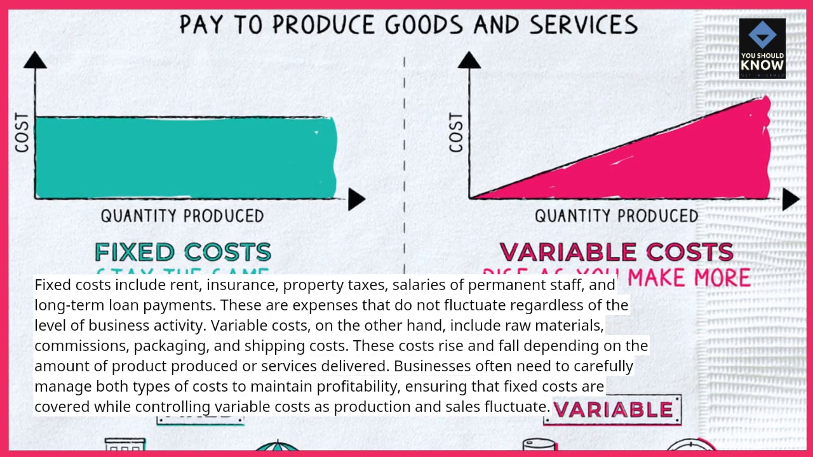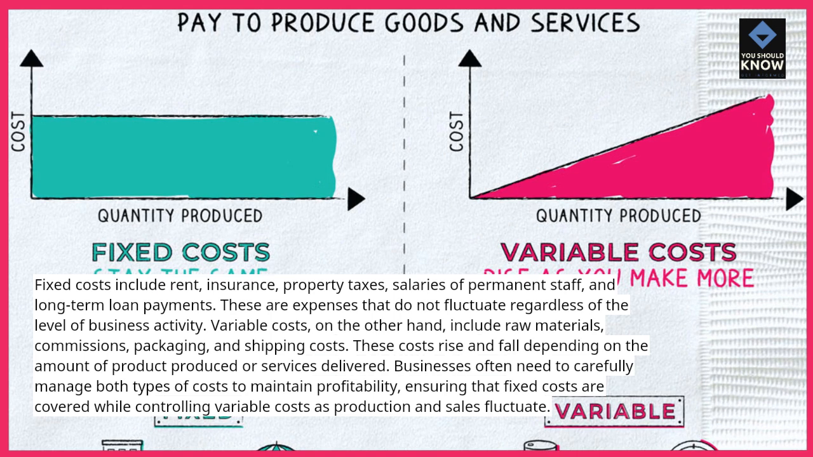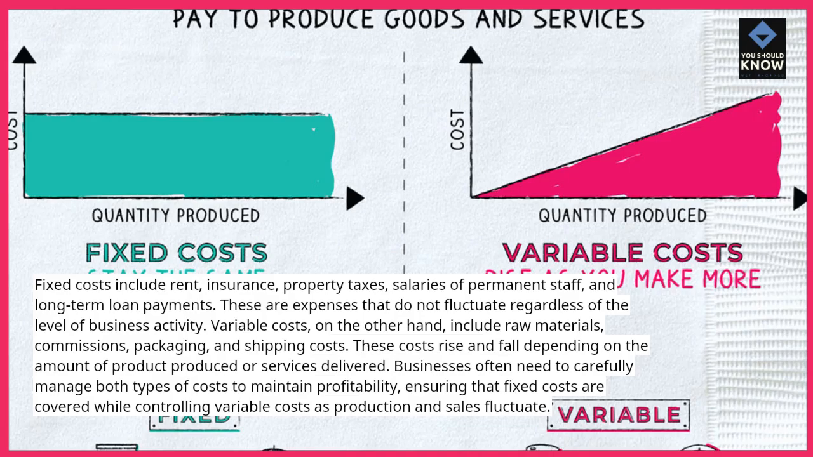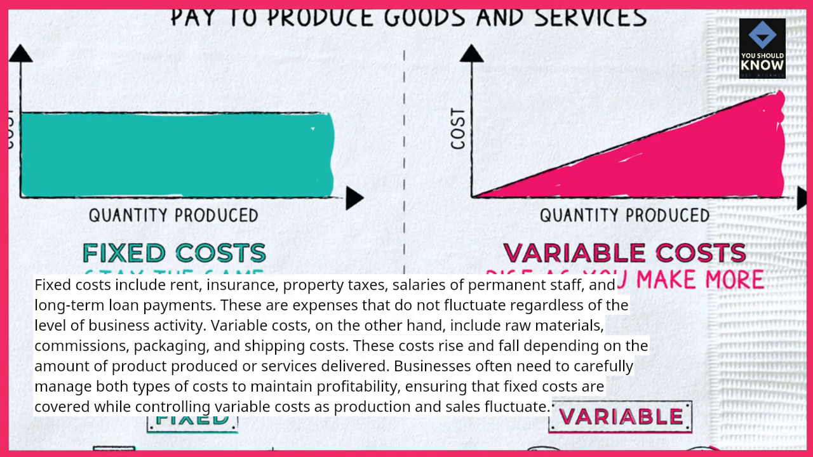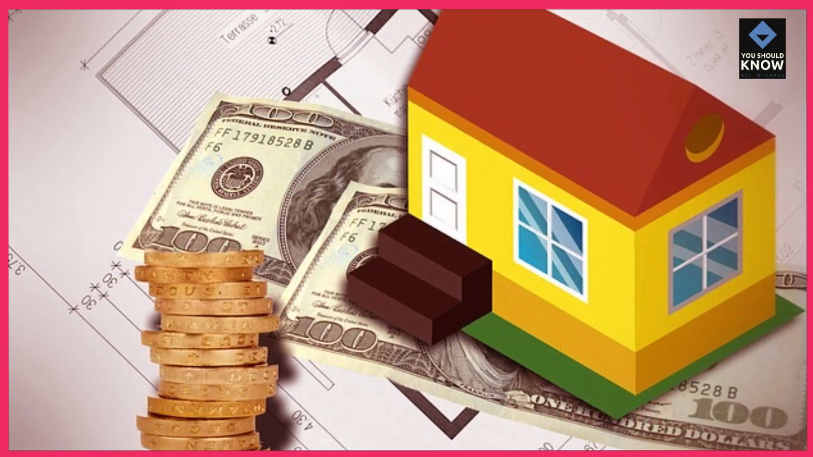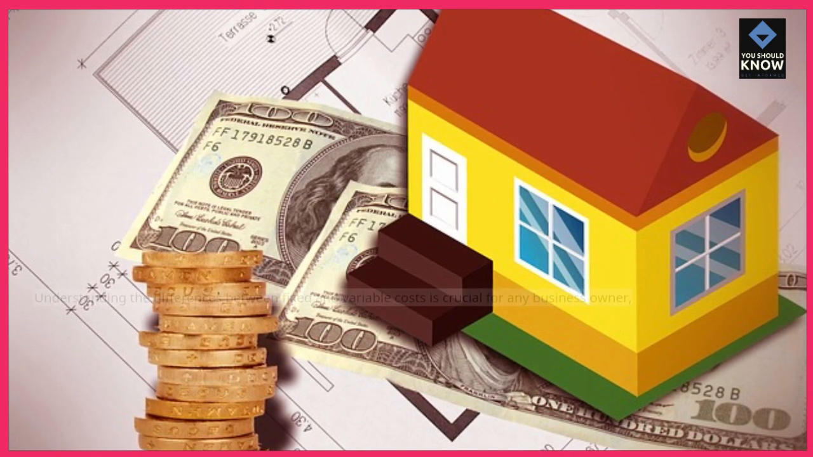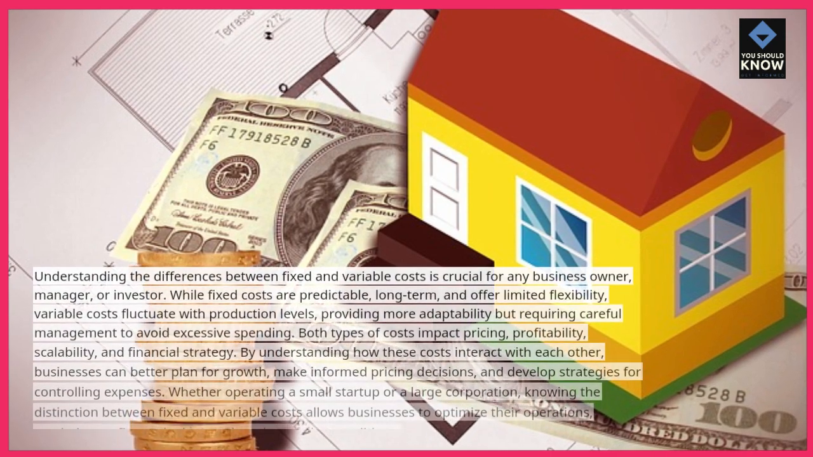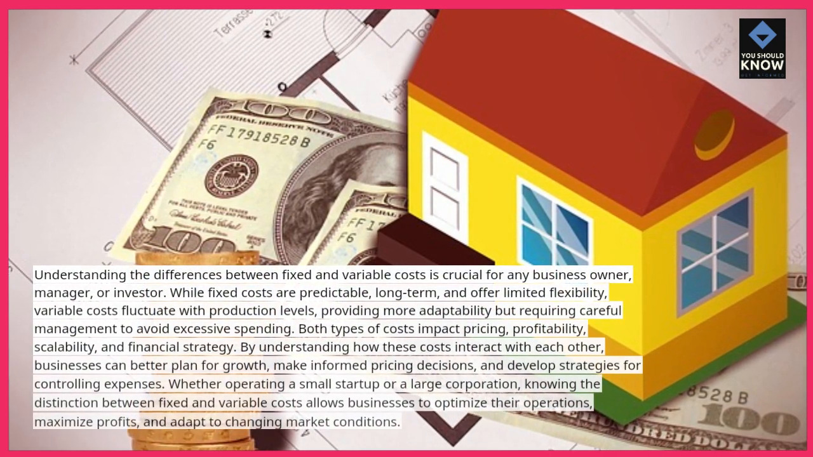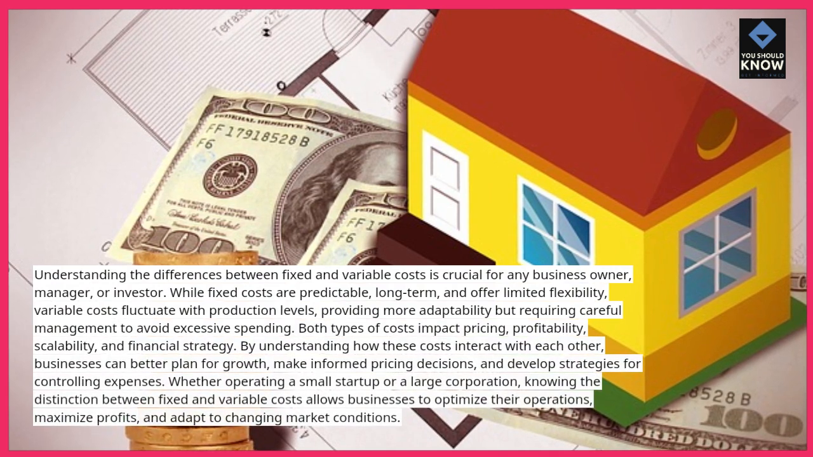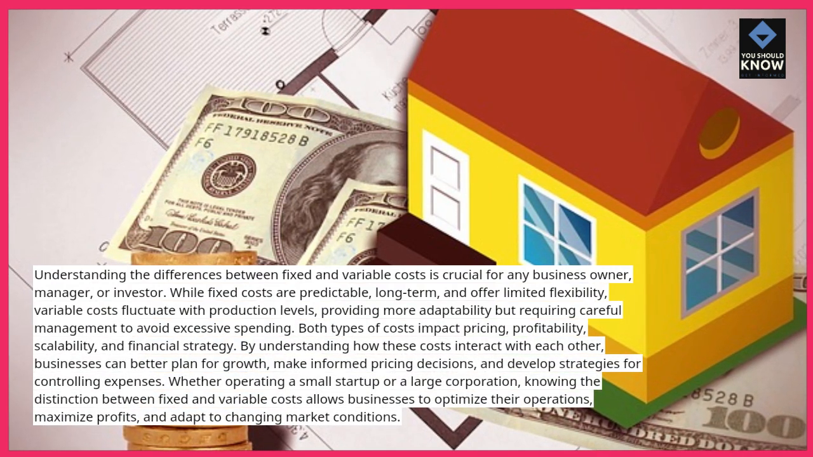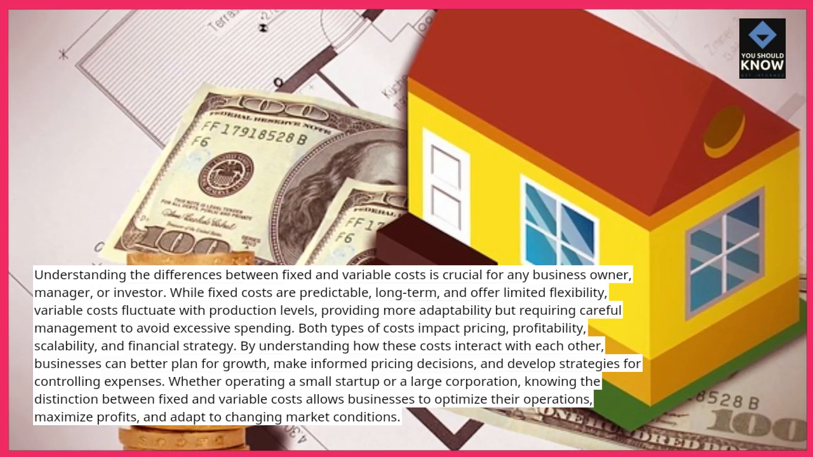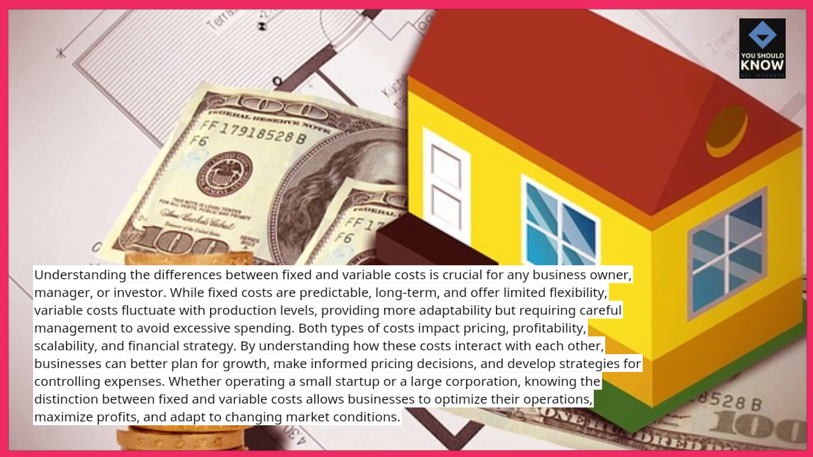Businesses often need to carefully manage both types of costs to maintain profitability, ensuring that fixed costs are covered while controlling variable costs as production and sales fluctuate. Understanding the differences between fixed and variable costs is crucial for any business owner, manager, or investor. While fixed costs are predictable, long-term, and offer limited flexibility, variable costs fluctuate with production levels, providing more adaptability but requiring careful management to avoid excessive spending.